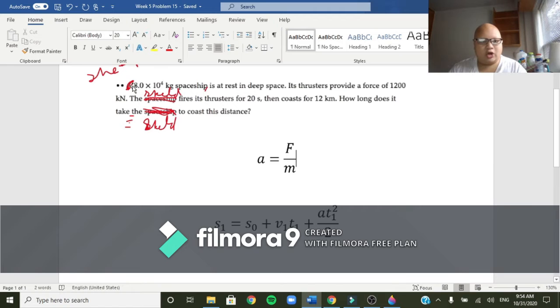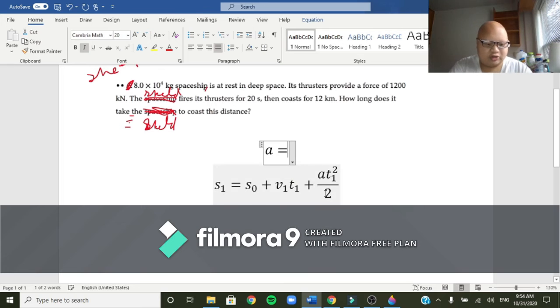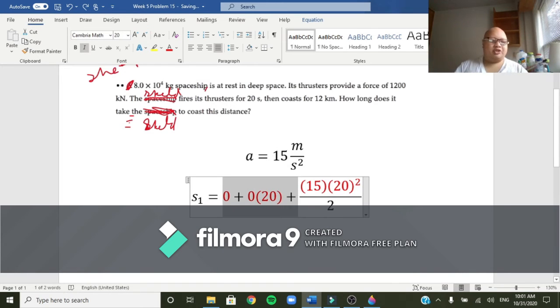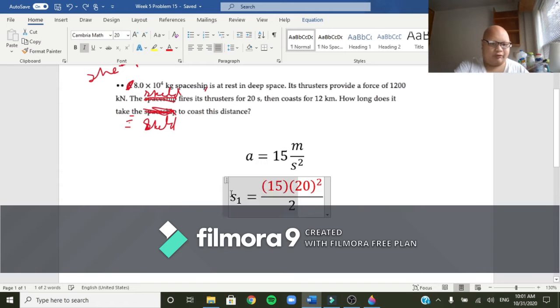So we have that the force is 80,000. No, that's the mass, JK. The force is 1,200,000. So 1,200,000 divided by 80,000 is 15 meters per second squared. Yada yada yada, just plug in the numbers. The spaceship's at rest initially, so the initial velocity and the initial position will be zero. So these two cancel off.